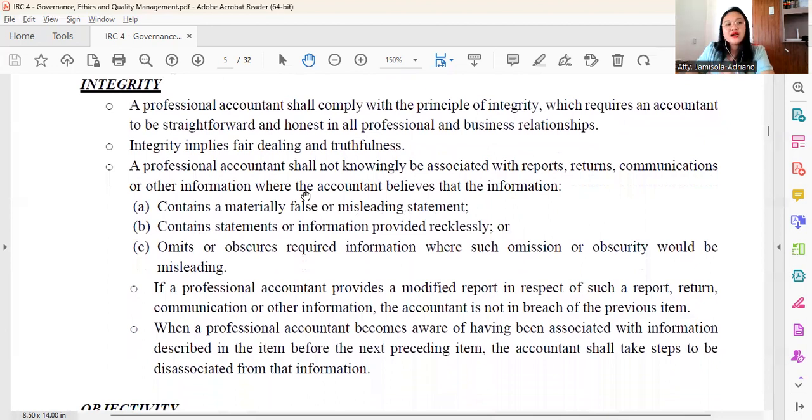So therefore, you as a professional accountant shall not knowingly be associated with reports, returns, communications, or other information where you believe that the information contains a materially false or misleading statement. So for example, if you know that this report is false, you should not endorse it. You should not place your signature on it. Okay, that's integrity. Or an information that contains statements or information provided recklessly. So, for example, there is no basis for such computation. So, you will not want to associate your name with that report, with that information.